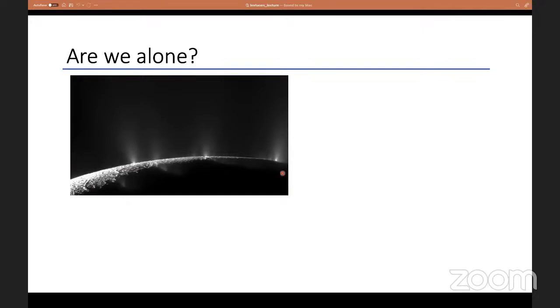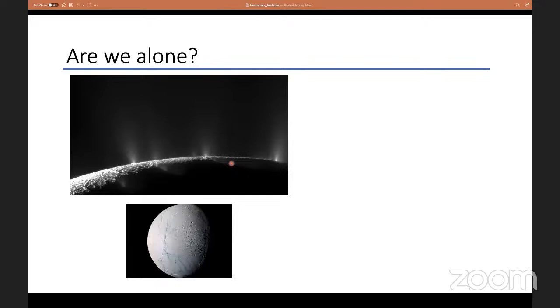This is an image from Cassini, one of NASA's artificial satellites that flew by Enceladus a couple of years ago. What you can see are these jets of water spray coming out from vents in the ice shell. And this is a general picture of what Enceladus looks like: a hard rock icy shell, and beneath the icy shell is a salty ocean that is hypothesized to be present.